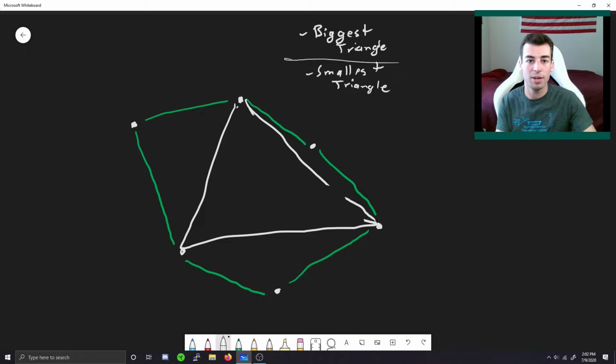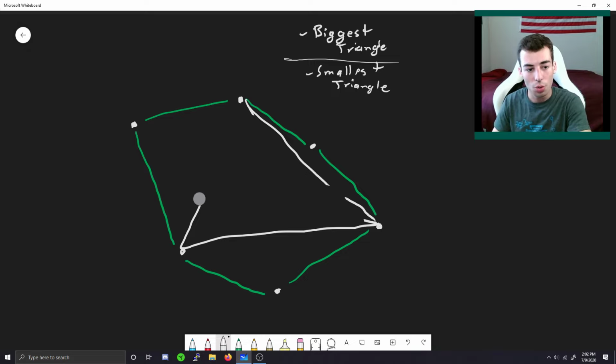So now we know we have 3 points on the convex hull. I haven't proven that these 3 points are going to be the best decision, but I have proven that these 3 points are better than the triangle we started with. And that was some triangle that wasn't 3 points on the convex hull.